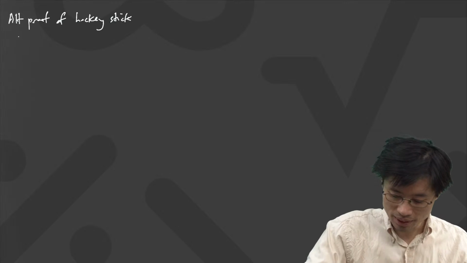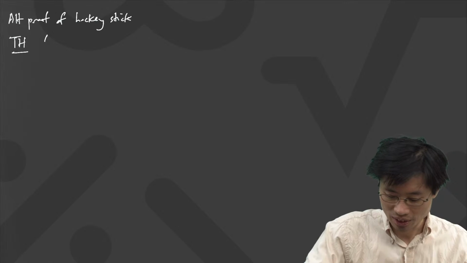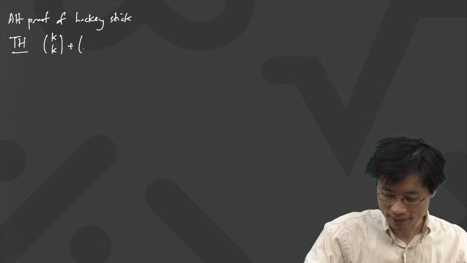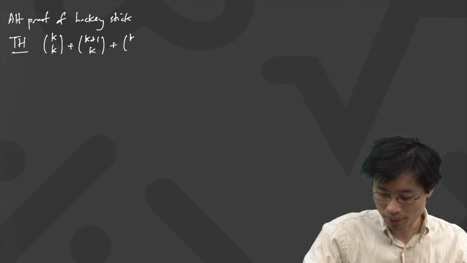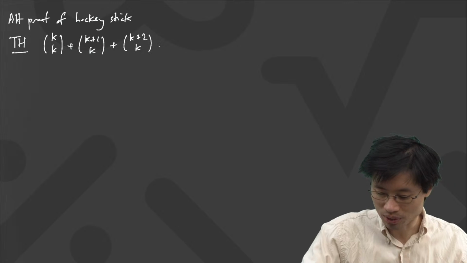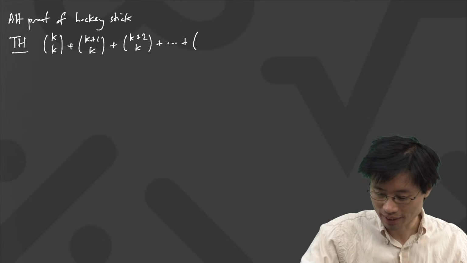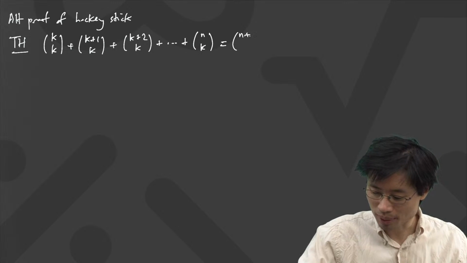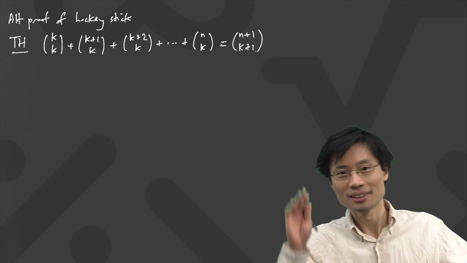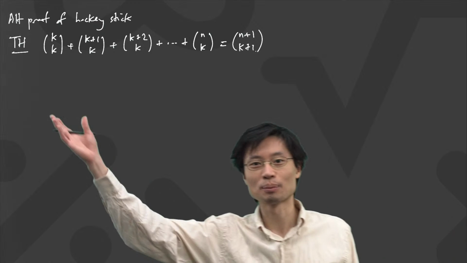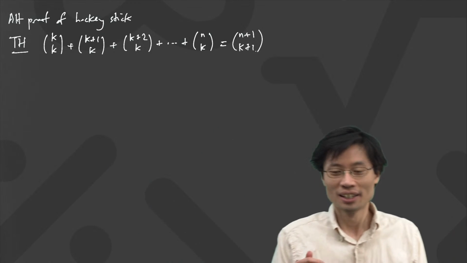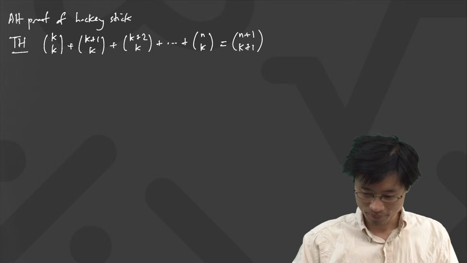Well, what was the theorem? The theorem was, let's write it now. The theorem is, I could think of it as k choose k plus k plus 1 choose k plus k plus 2 choose k. Remember it was choose 2 before, but it's true of anything. Plus up to n choose k. The answer was supposed to be n plus 1 choose k plus 1. Okay, so this is supposed to add up like this. And now here's another way to prove it.